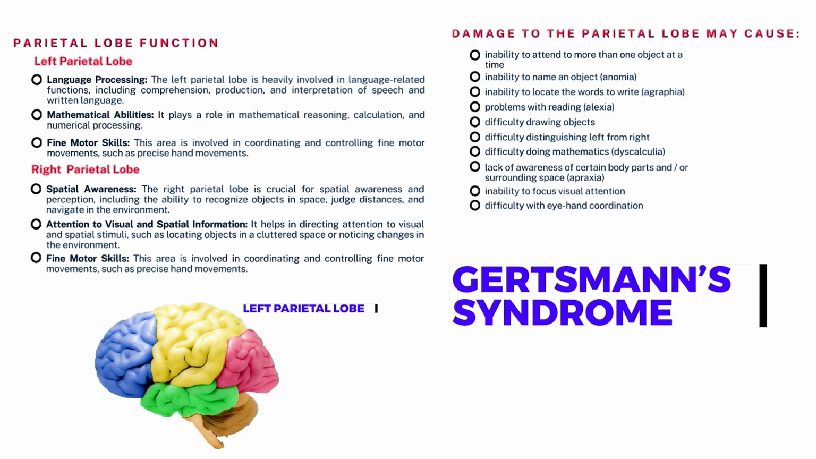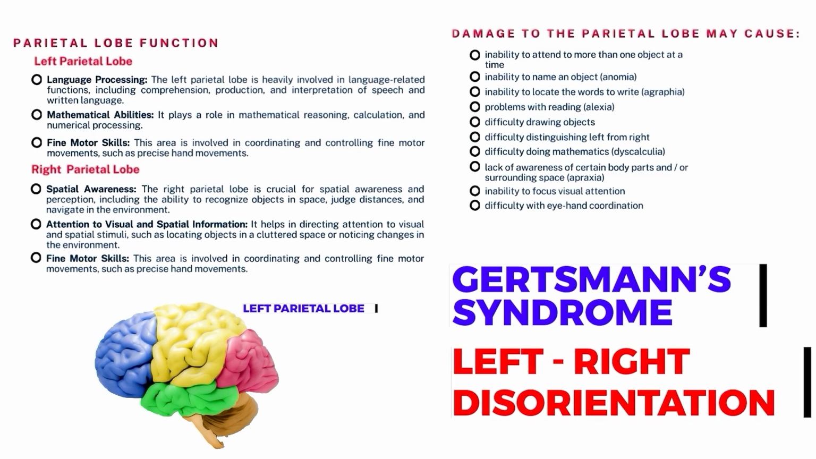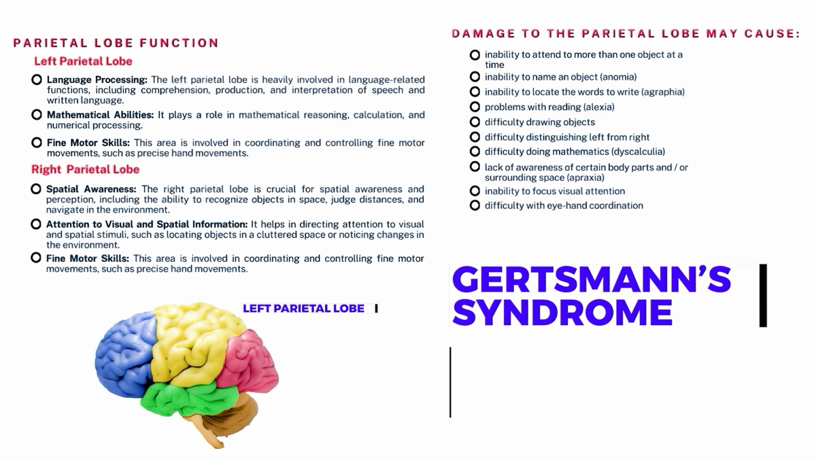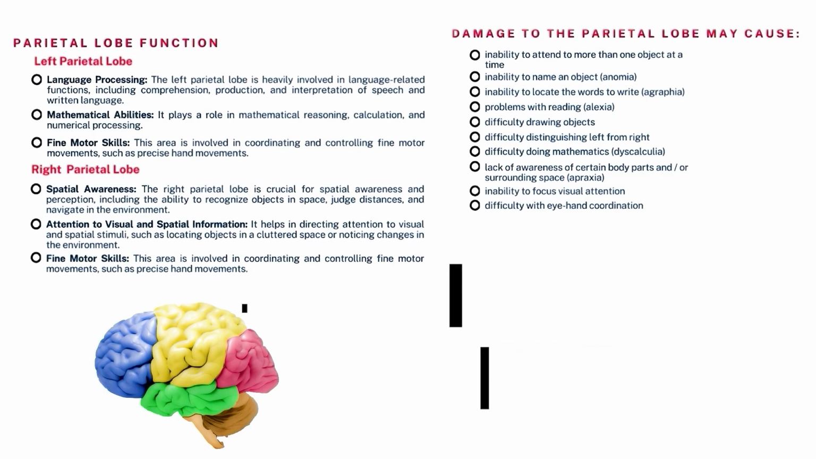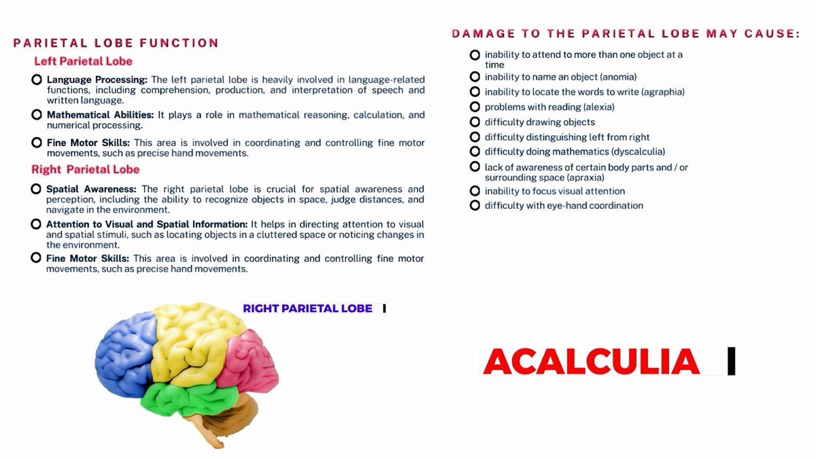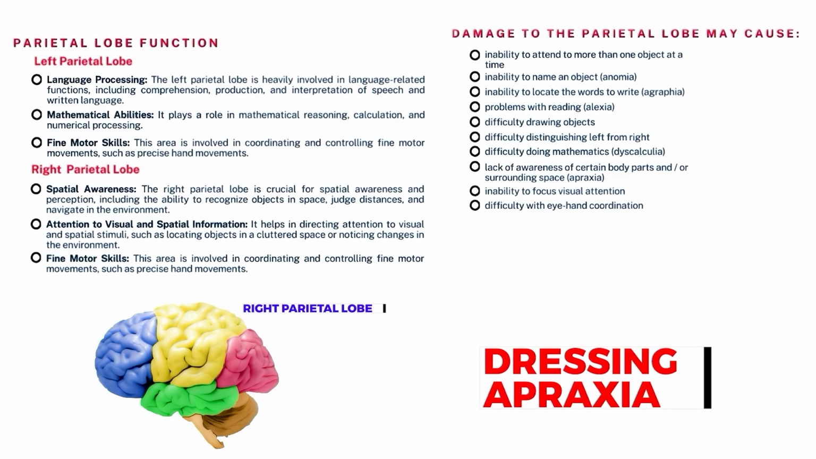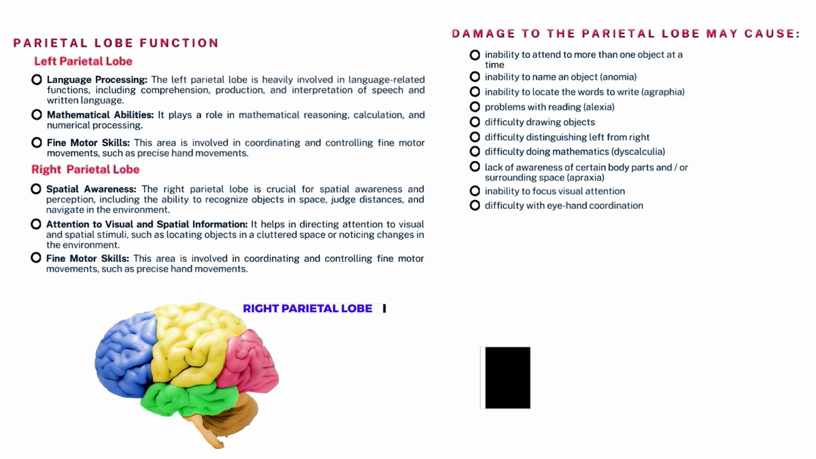If you draw anything on the skin, they cannot understand, they cannot calculate. Dyscalculia, right to left disorientation. They can't see what is left and right, and in the absence of fingers, they cannot remember that. It's a finger agnosia. And with the non-dominant lobe, you have acalculia. Calculation is difficult, and putting on a dress in a coordinated way is difficult, the dressing apraxia.